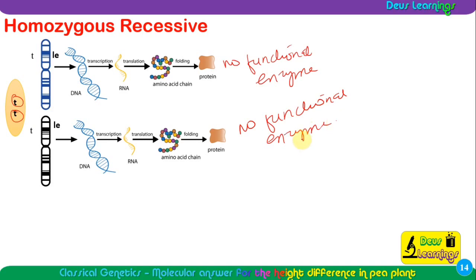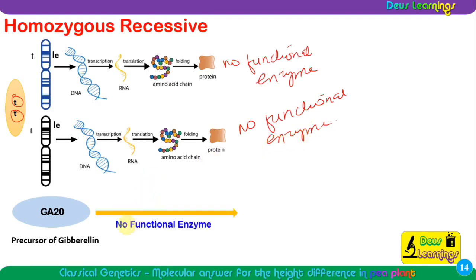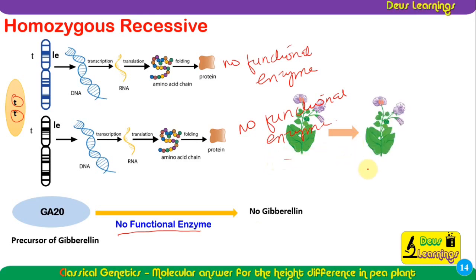Right, since there's no functional enzyme, even though you have the precursor for gibberellin, you are not going to get the gibberellin. Since there's no gibberellin, the plants are not going to increase in their height, so they are going to stay dwarf, right?